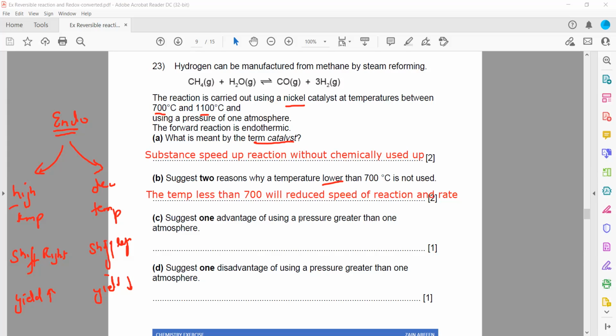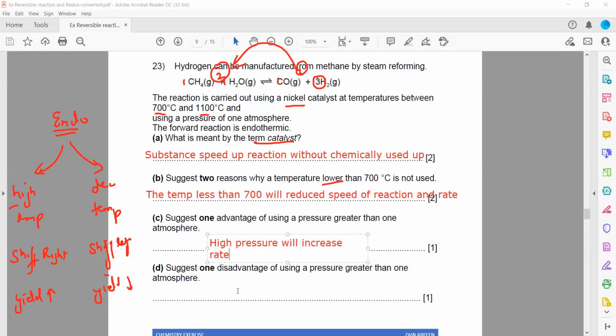Suggest one advantage of using a pressure higher than atmospheric. So if you use a high pressure, look, here we have 1 mole and 3. So there are 2 moles of the reactant and there are 4 moles of product. So if we increase the pressure, the equilibrium will shift towards the left hand side, but that is a disadvantage, like the amount of the product will decrease. But what is the advantage? As we know, the rate of the reaction is directly proportional to concentration, surface area, temperature and pressure. So if we use a high pressure, it will increase the rate.